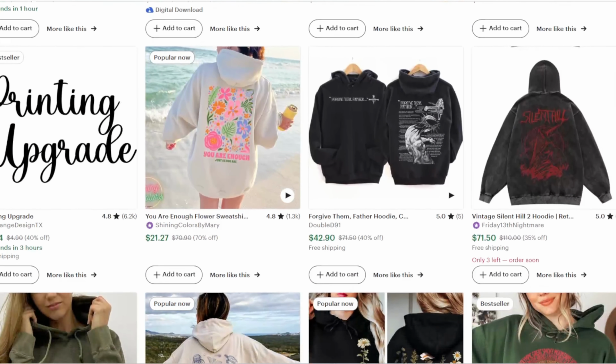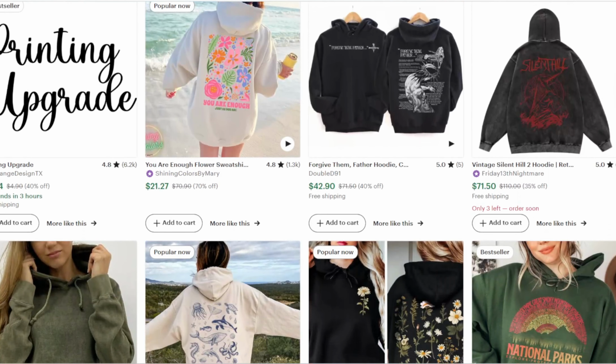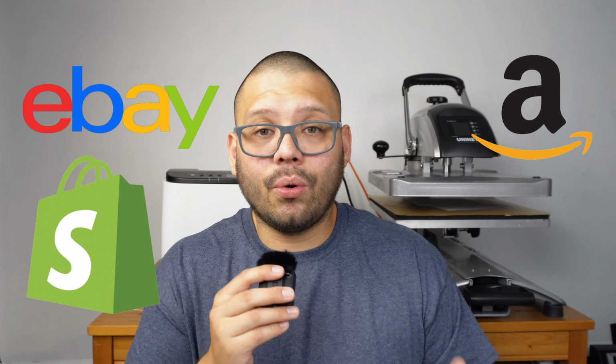Etsy is one of the best places to sell these types of products, because everyone there offers custom printed products. You can offer anything there that you're pretty much printing yourself, whether that be for custom work or your own designs. But of course, you can't sell your products only there. You can sell them on Shopify, on eBay, you can even sell them on Amazon, or in person.